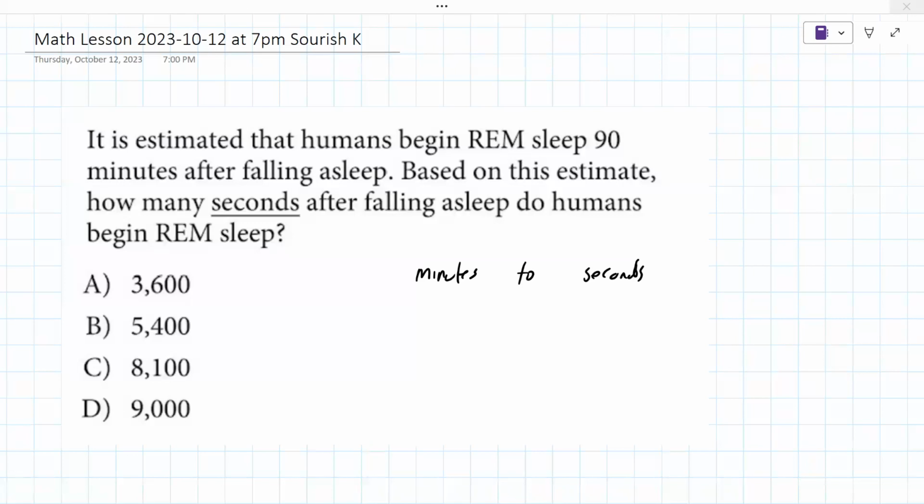5,400. All right. So what is the correct answer? 5,400. Which letter would you select? B. Letter B. The computer grades your letter, not your word or your number. So that's why I'm so specific about that, because you have to make sure you put the right letter down. All right, good job. I'm gonna grab another one here.